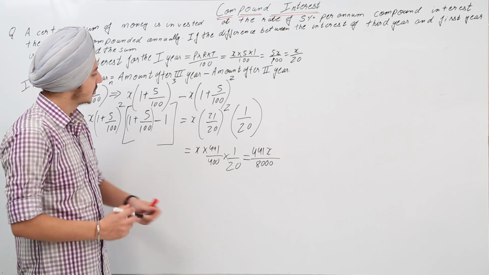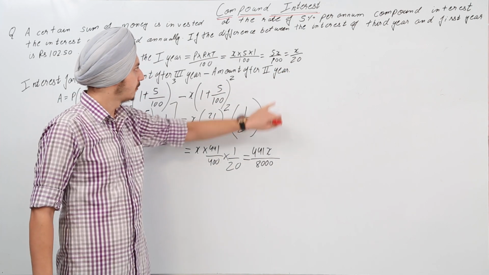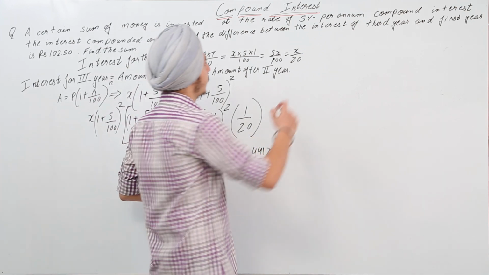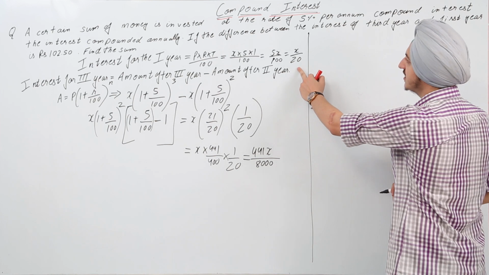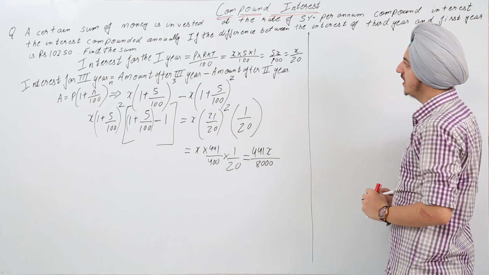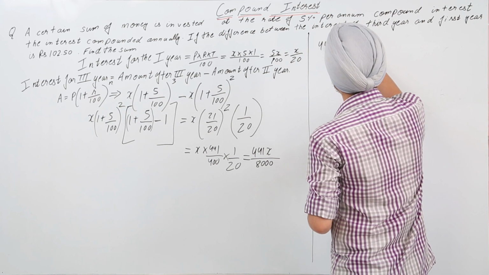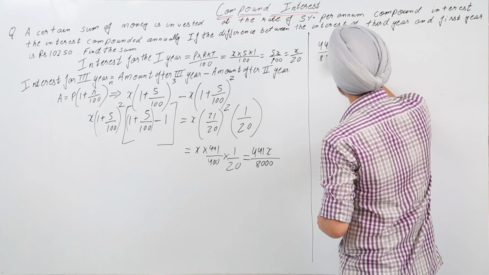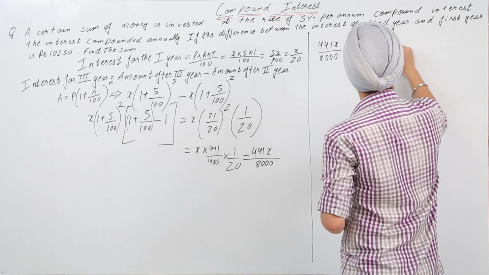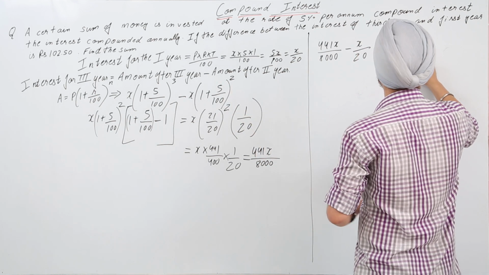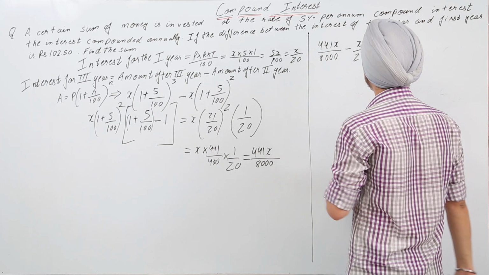So if this is the interest for the third year and we have the interest for the first year over here, we can equate both these and write that the interest after third year minus the interest after first year is equal to 102.50. Am I right? So we have 441x upon 8000 minus x upon 20 is equal to 102.50. We can write it as 205 upon 2, right?